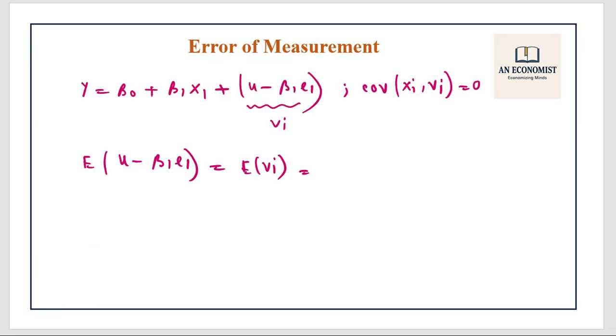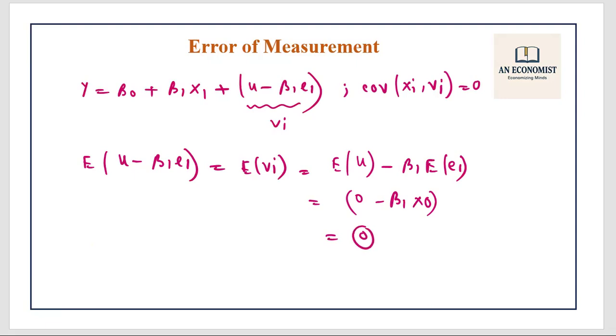So we'll do that. Take expectation individually: expectation of U minus beta 1 expectation of E1. So this is 0 minus beta 1 times 0, again this is 0. So altogether this is 0. So this basically gives you that unbiasedness of beta 1 cap and beta naught cap holds, right? So this is done.